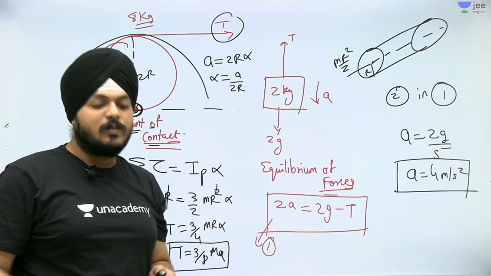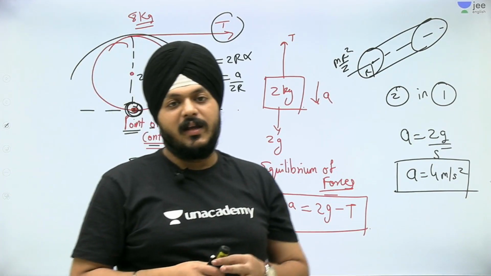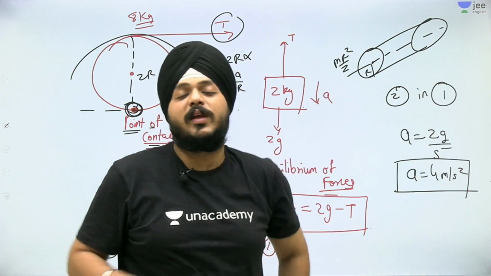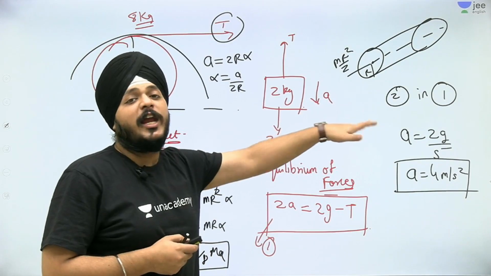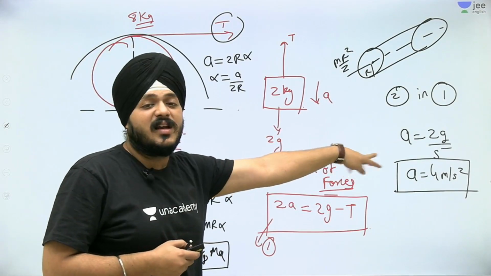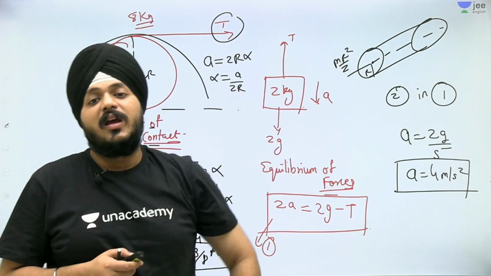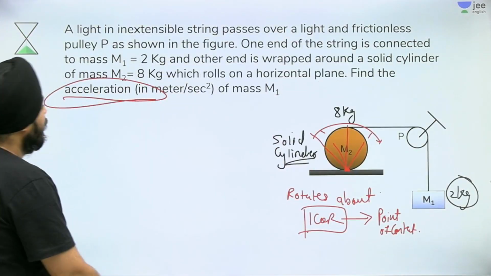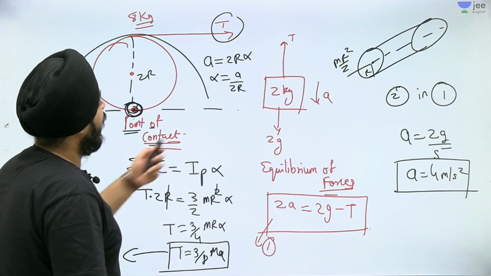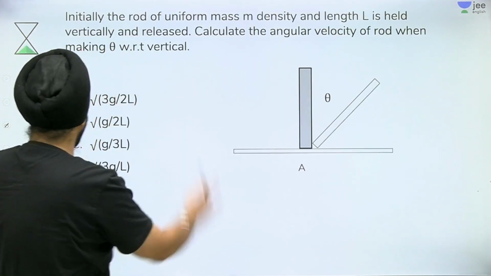Okay guys, so this was a very nice question, right? Everything we have to move on with respect to the instantaneous center of rotation in these kinds of cases. This was an integer type question, and we got the answer as 4 meter per second square. Okay, so this was the answer. Now moving forward, another question comes in front.